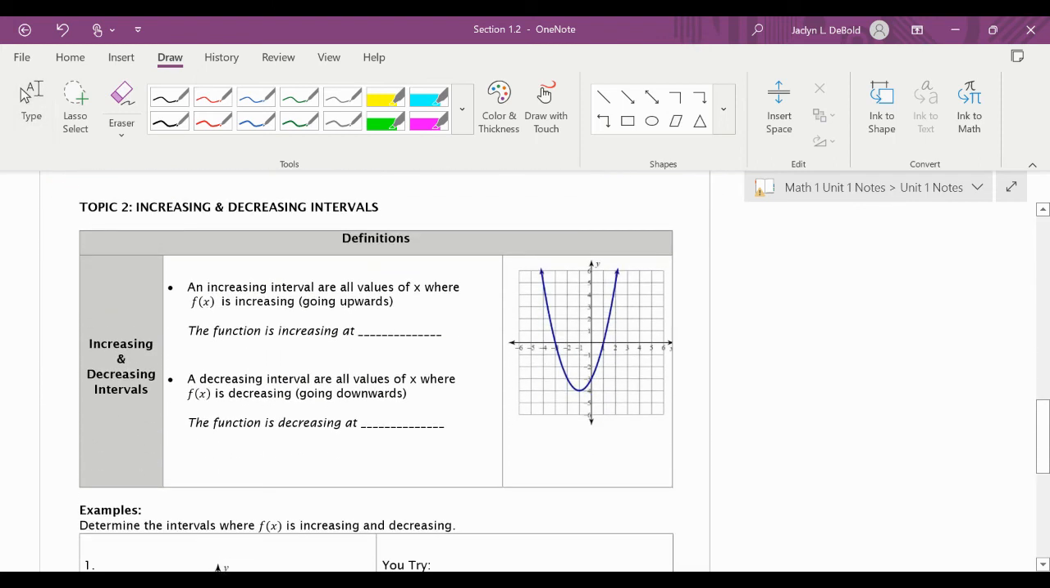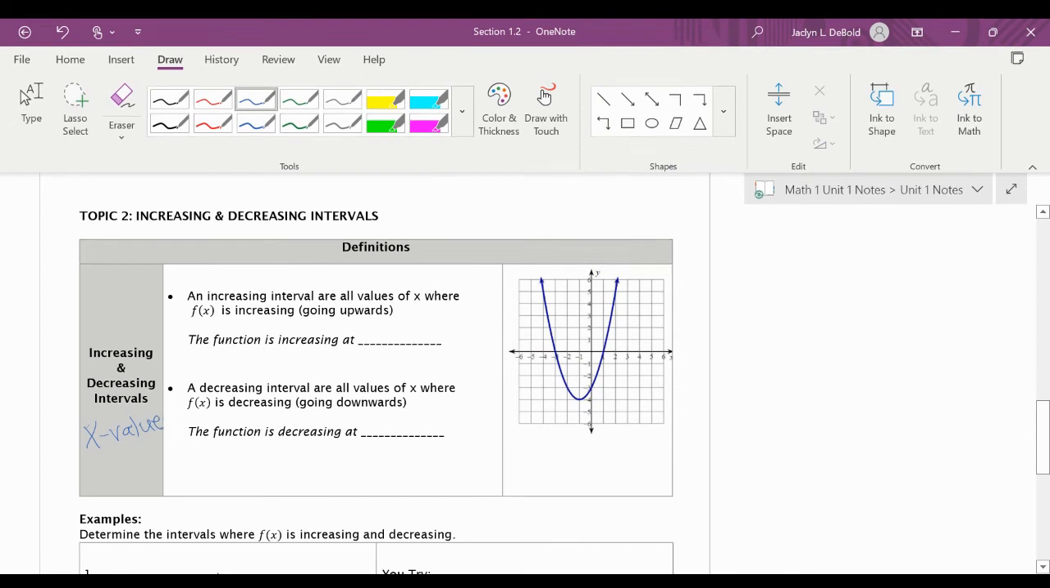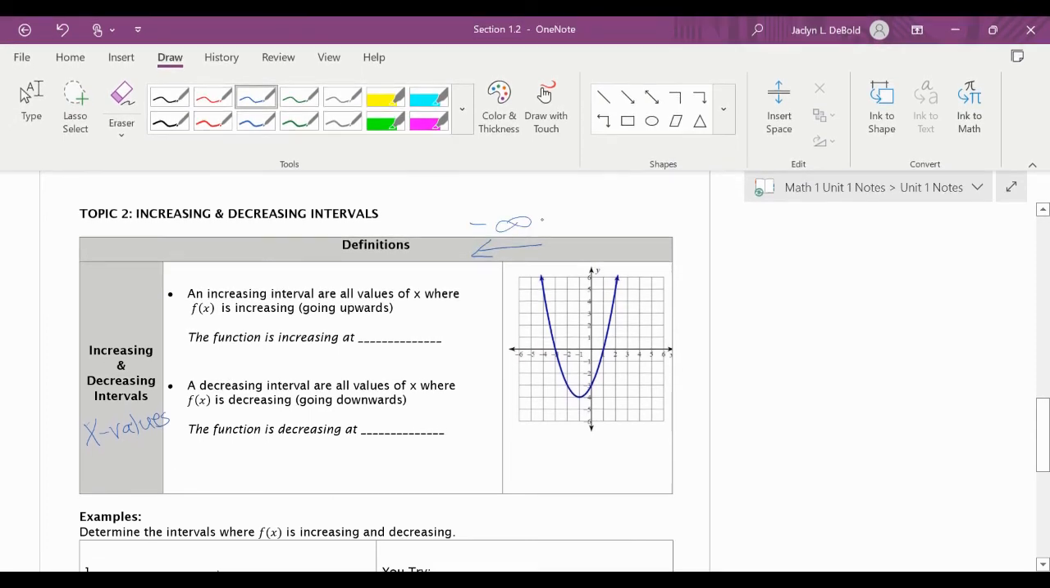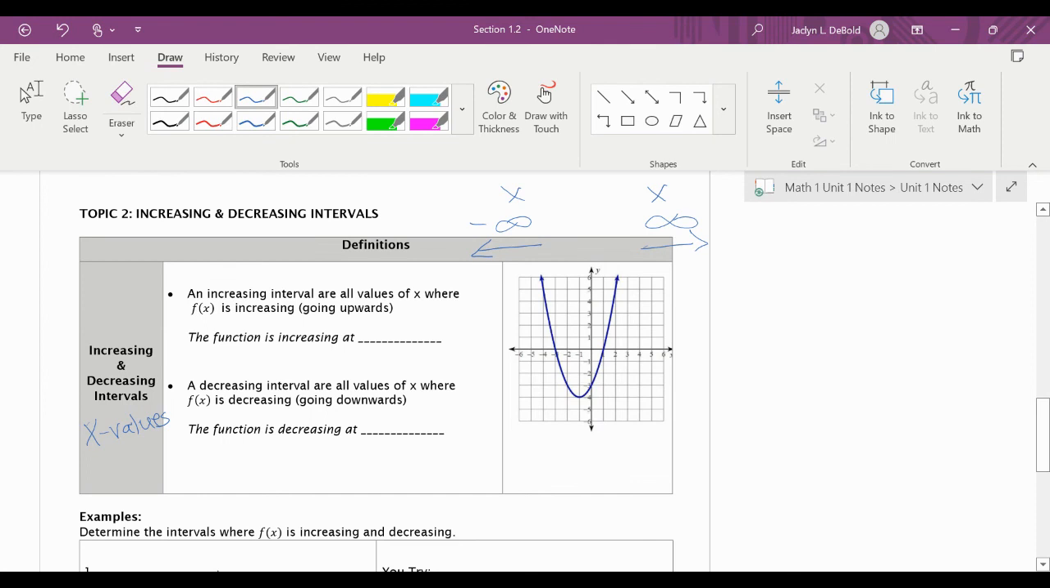Our next topic is very, very similar. You actually did the same topic in Math 1. This topic is talking about increasing and decreasing intervals. So very similar. We only answer with our x values. Same thing, when I go to the left, that's negative infinity. When I go to the right, that's positive infinity when we're talking about our x values. And instead of just saying positive and negative, we're talking about increasing and decreasing.